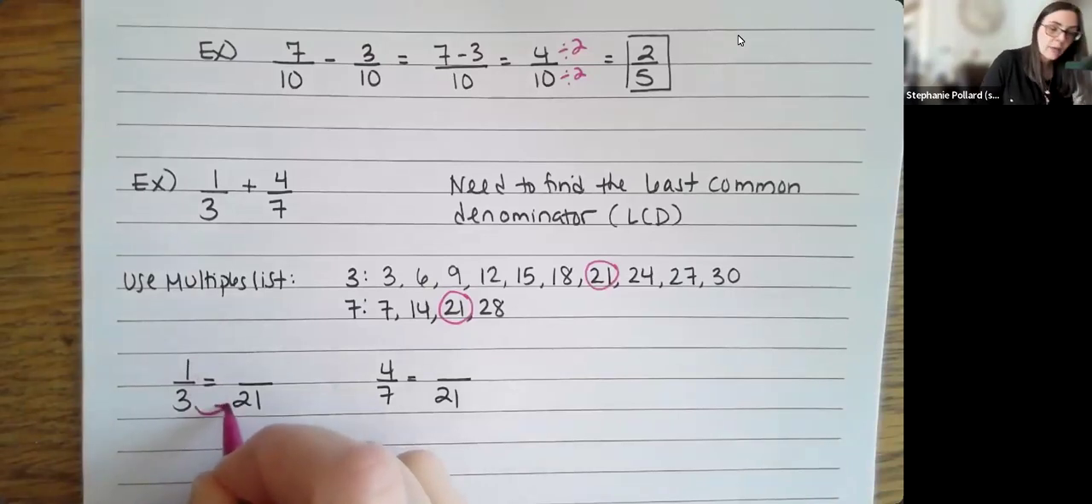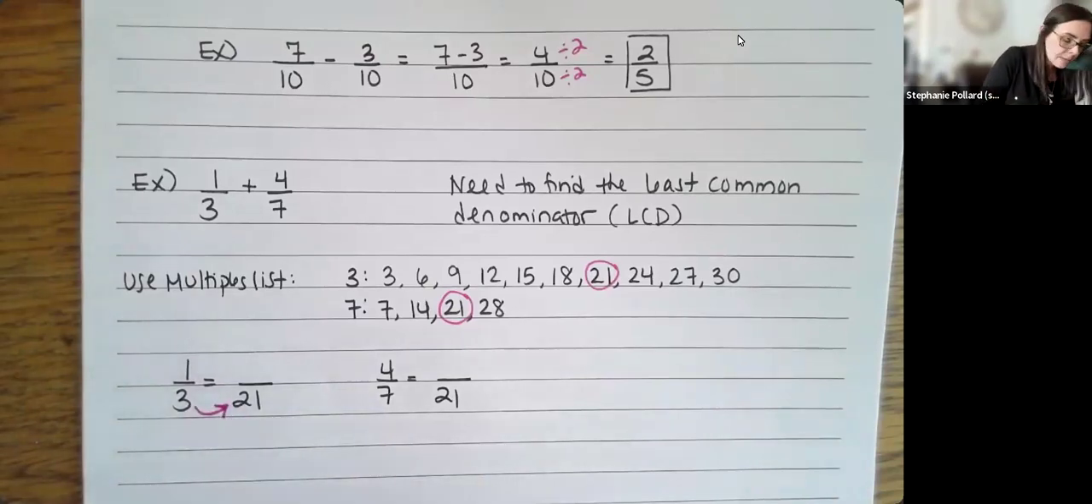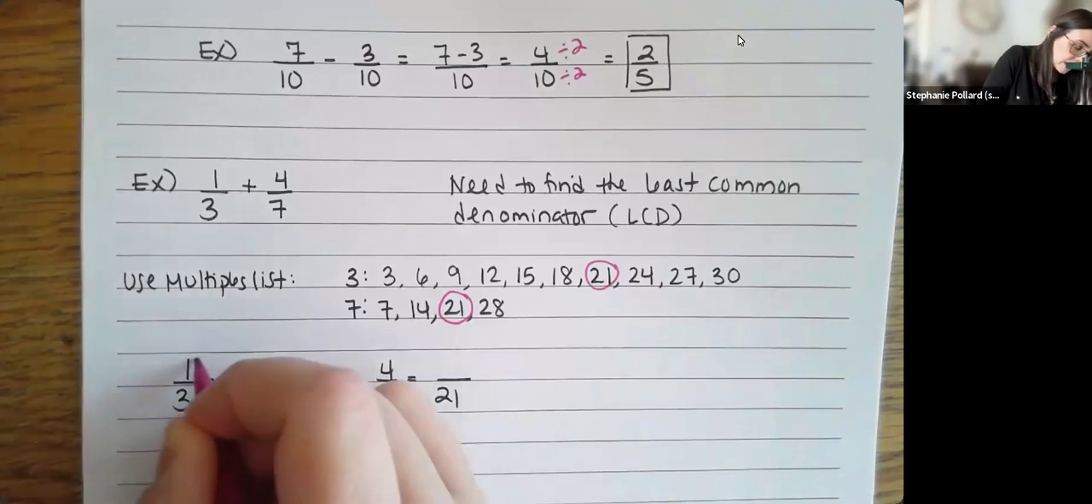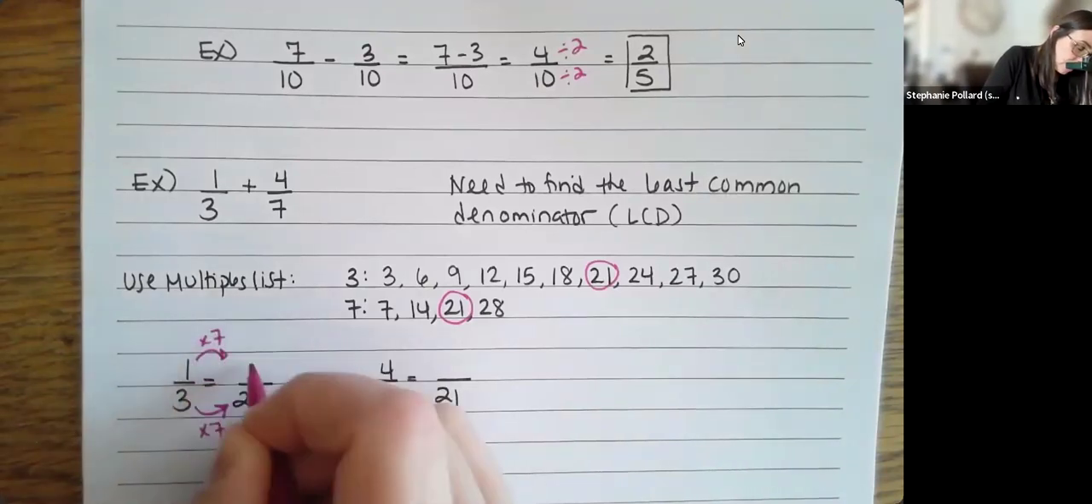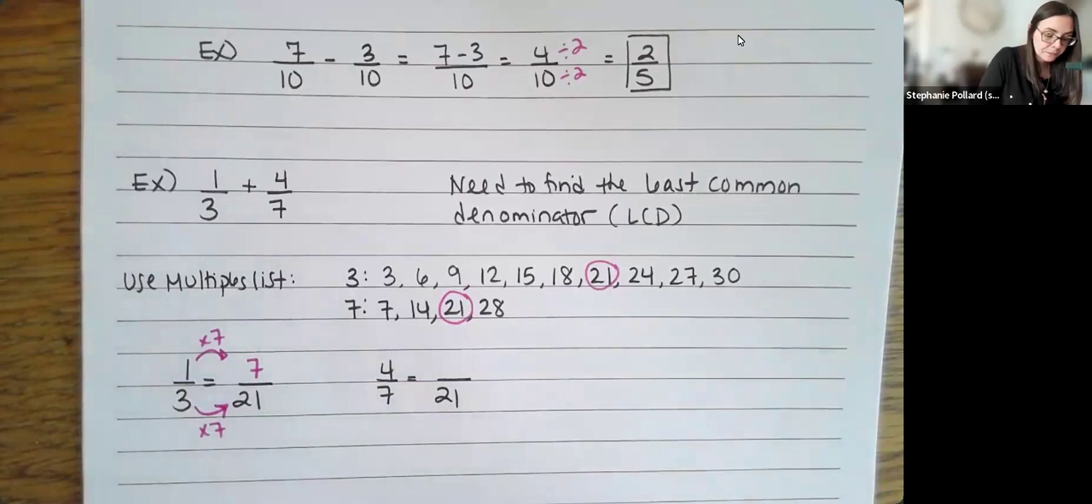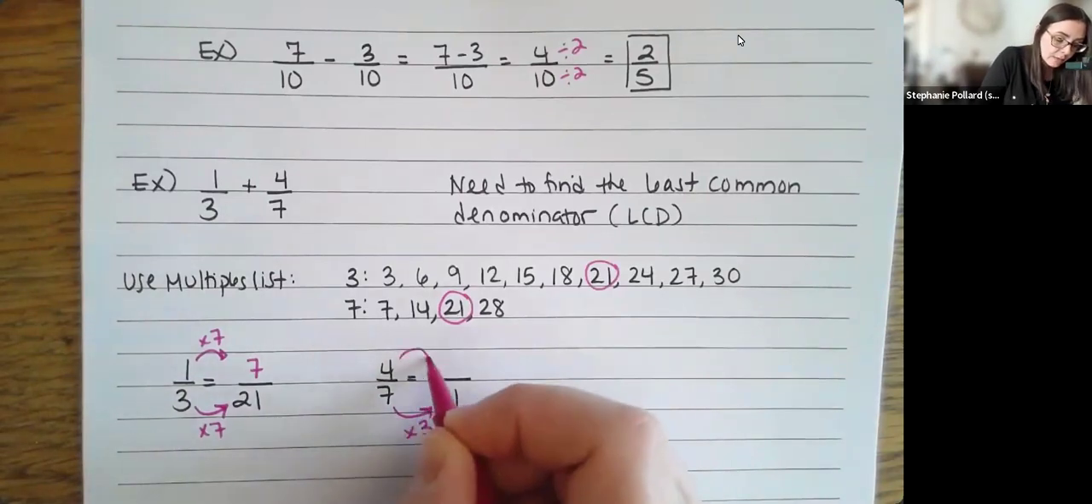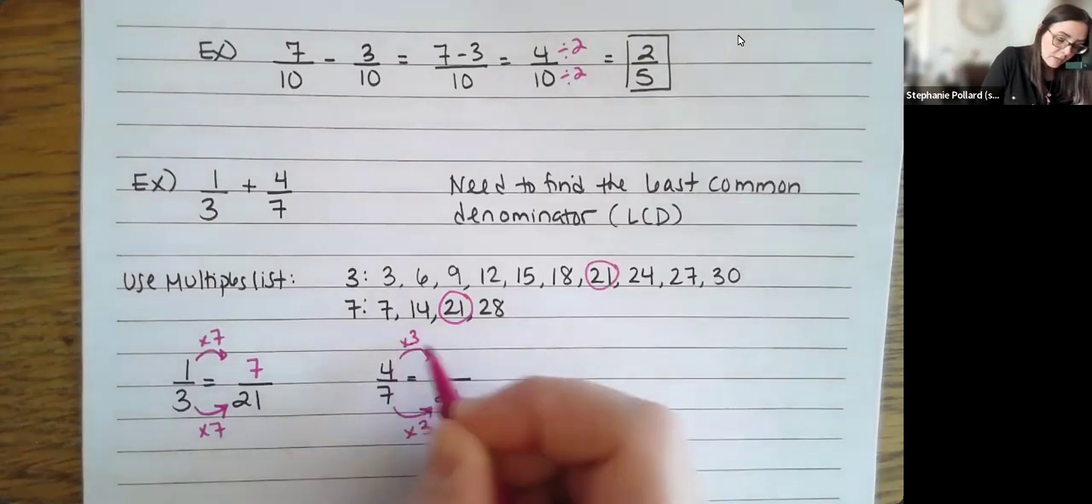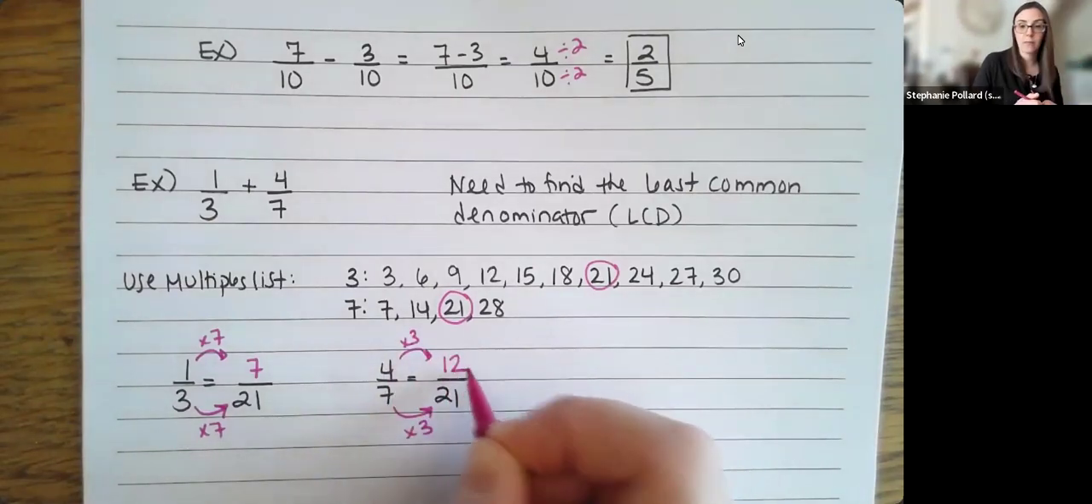So you would think, well, how do I get from 3 to 21? I would multiply that by 7, and you make the same exact change on top. 7 times 1 is 7. How do I get from 7 to 21? I multiply that by 3. And 4 times 3 is going to be 12.